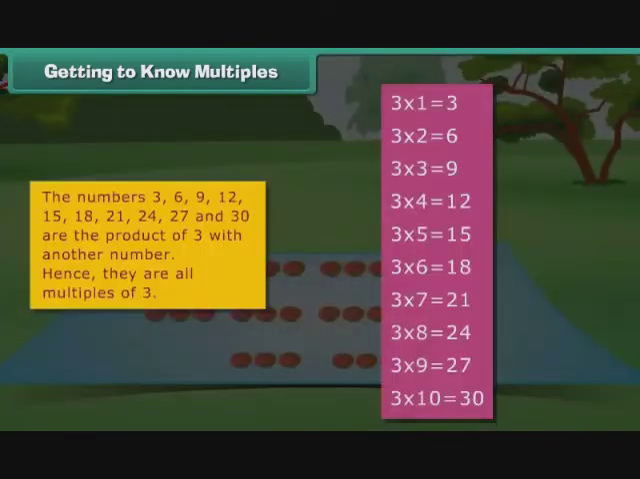The numbers 3, 6, 9, 12, 15, 18, 21, 24, 27 and 30 are the product of 3 with another number. Hence, they are all multiples of 3.